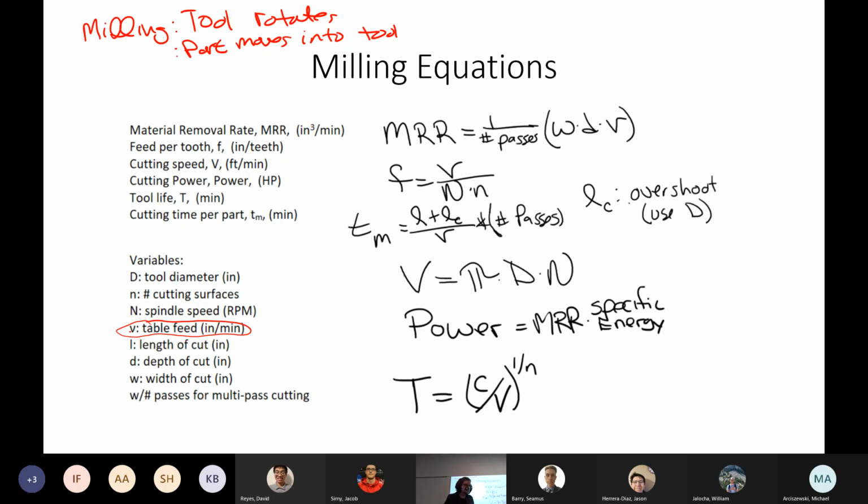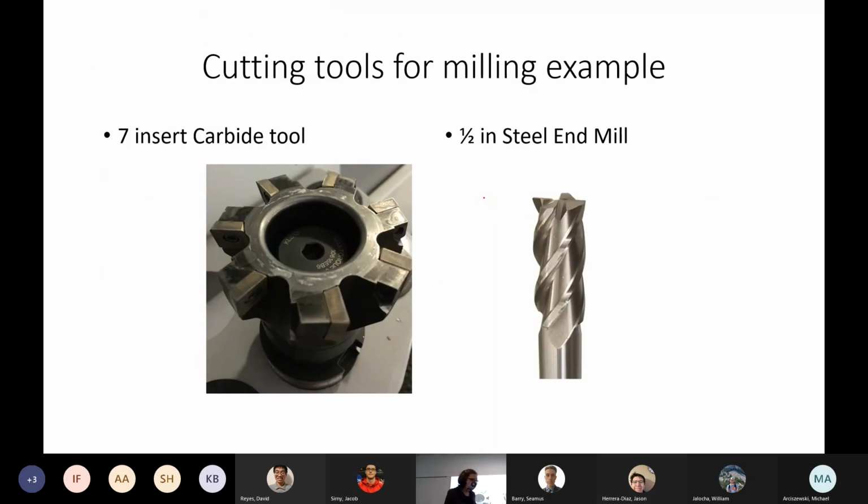So when we want to get our feed per tooth, which is f, we take into account the table feed divided by the rotational speed, and then we need to look at the number of cutting surfaces. If we have a standard end mill, you would just count the number of cutting surfaces. Oftentimes it's 2. If we look at one of the cutters we're using in the example, we actually have 7 inserts on the cutting tool. So in this case, we would have 7 cutting surfaces, and for the end mill, we would have 2.